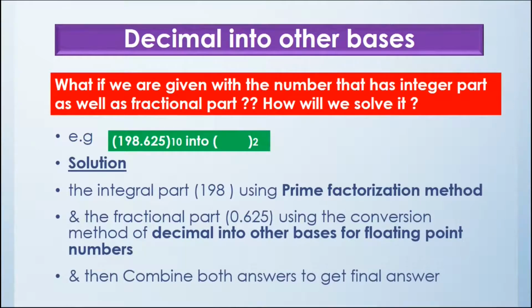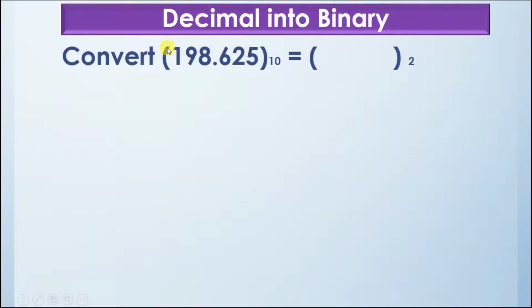Alright, I hope you understand. But if you have any confusion, then we will look at some examples and then you will understand it properly. So let's move ahead. In this example, we are given the number 198.625 in decimal and we have to convert it into binary. Remember, when we were converting decimal into binary, we did the whole number separately and the floating point number separately. So in this example, we will see that if we are given a number that has a whole part as well as a fractional part, then how will we solve it?